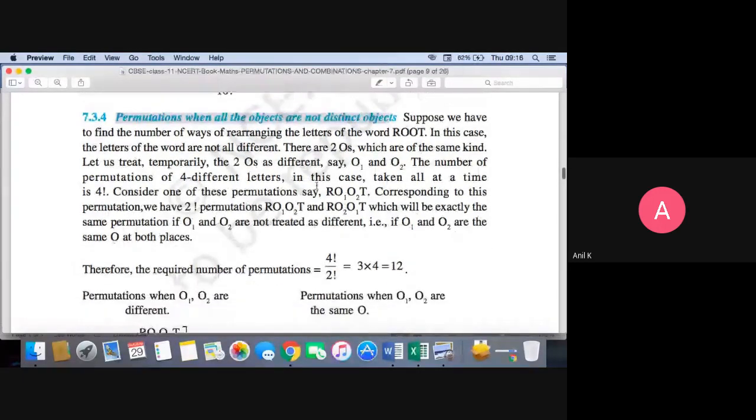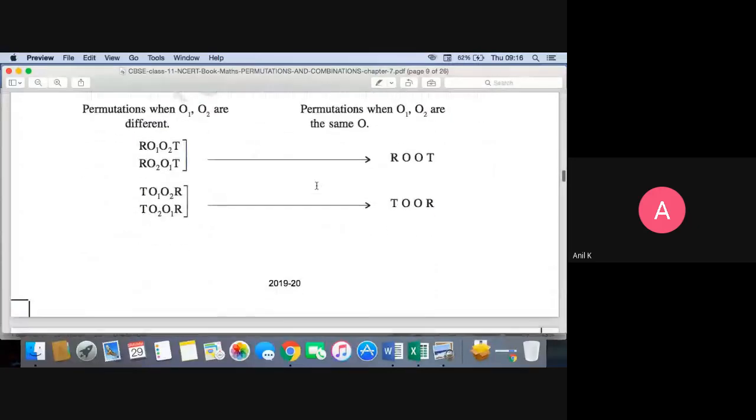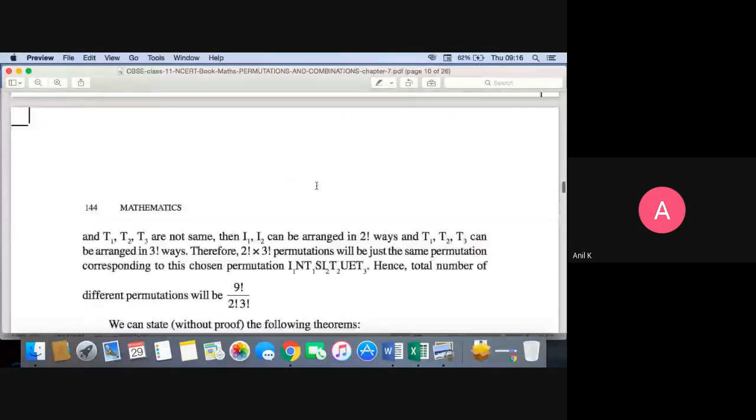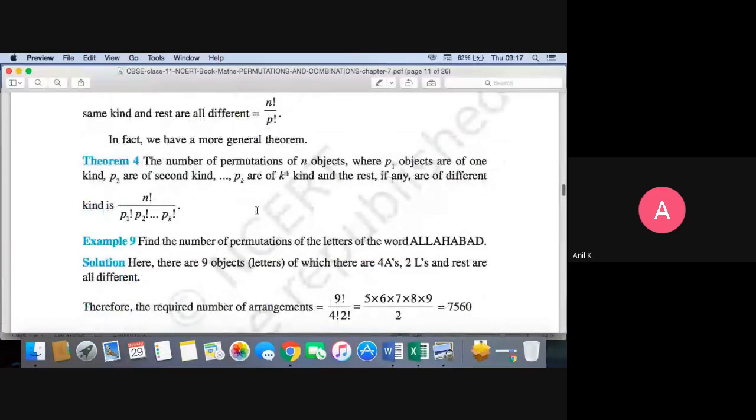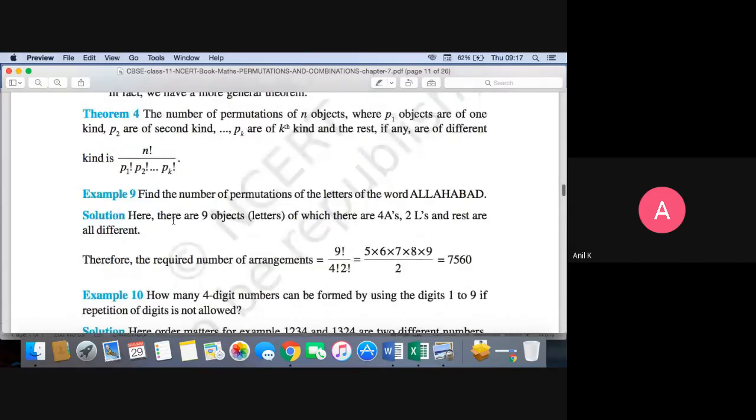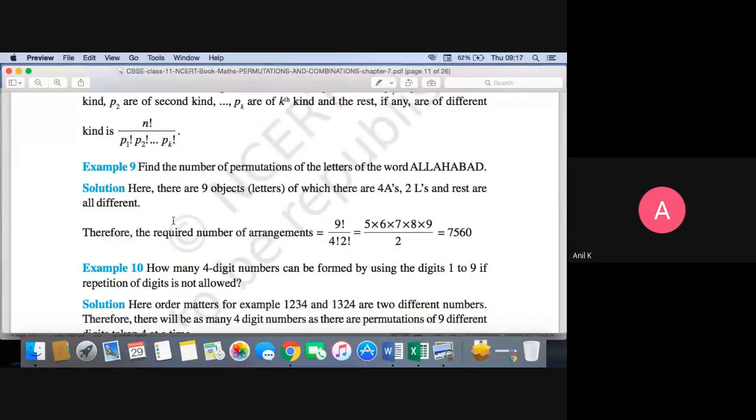So we have the formula for this. The number of permutations of n objects where p objects are of the same kind is n factorial upon p factorial. If more digits are repeating, that is p1 objects are of one type, p2 objects are of another type, and so on until pk objects are of the kth type, then the formula is n factorial upon p1 factorial, p2 factorial, and so on, pk factorial. I'm sure you are not getting this one. We'll take an example, then you will understand easily.